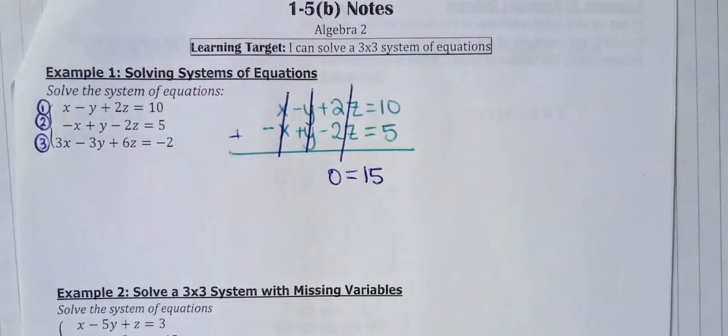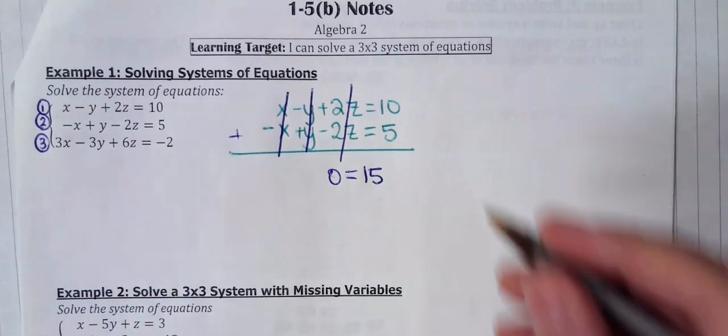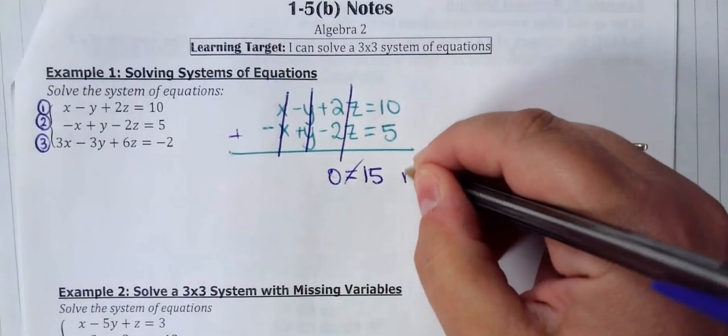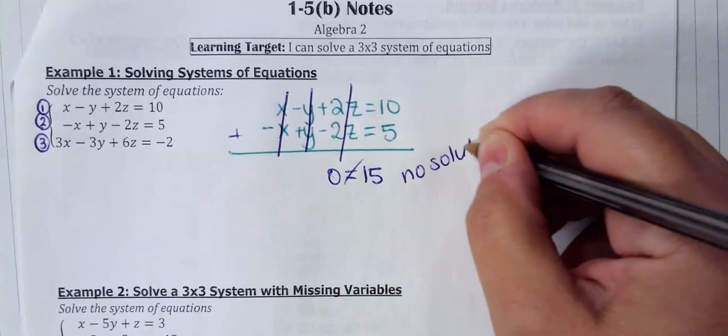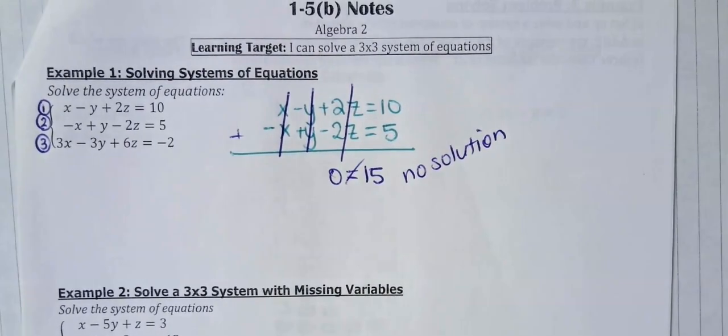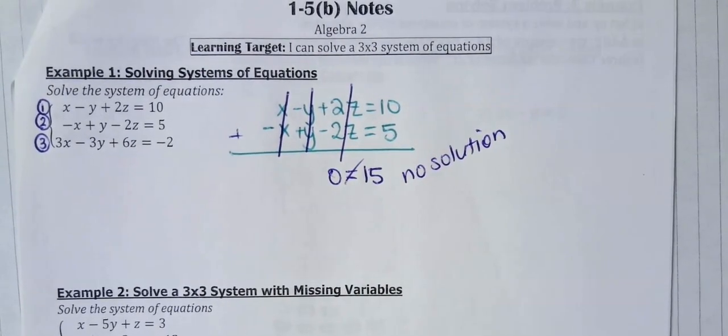So if all those variables ended up canceling out, what do you think I would write down as my answer? No solution. That's not true, right? 0 is not equal to 15. That's not true. So that just means this system has no solution. And that can happen with a 3 by 3 just like it does with a 2 by 2. Now, just for the sake of argument, and if you don't want to write this down, you don't have to.